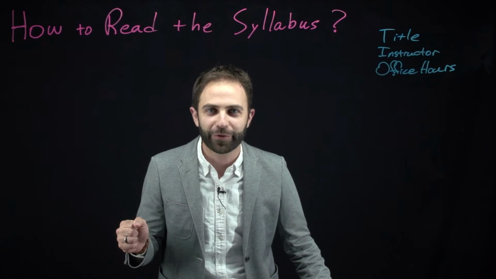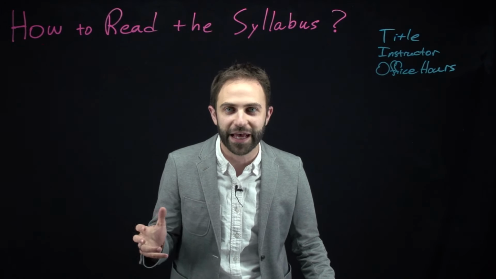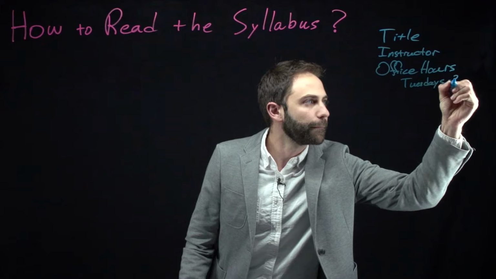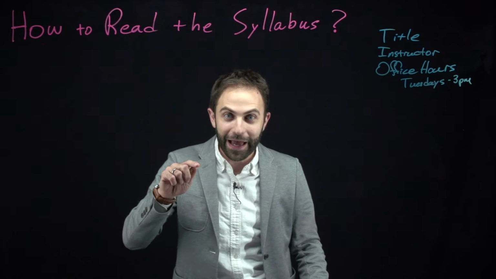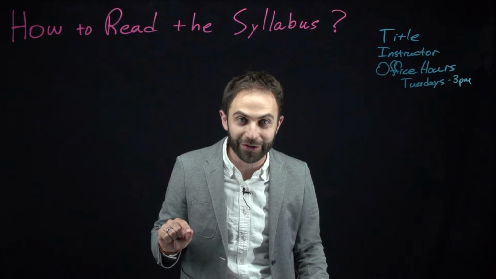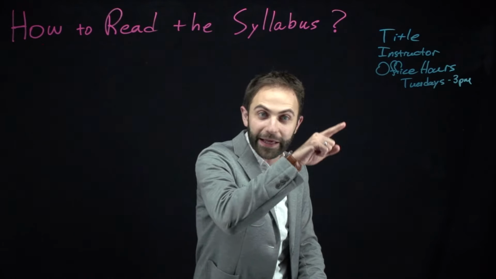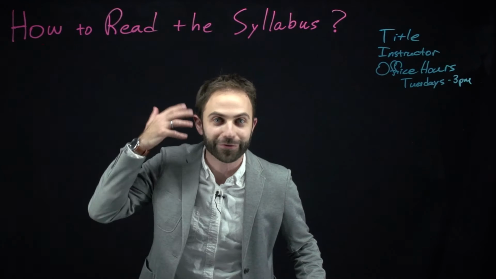If, for example, the professor holds office hours every Tuesday at 3 p.m., then you should go onto the calendar that you keep, go to every Tuesday during the semester at 3 p.m., and write in office hours for Professor so-and-so.